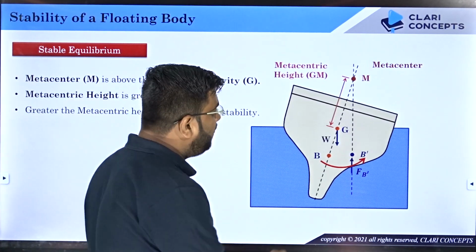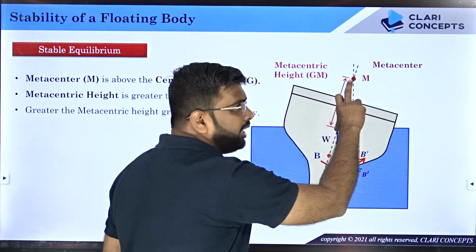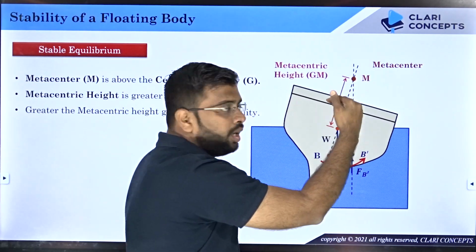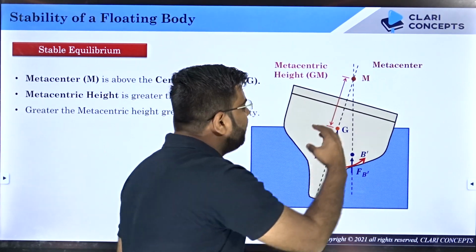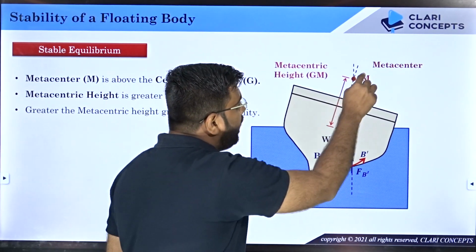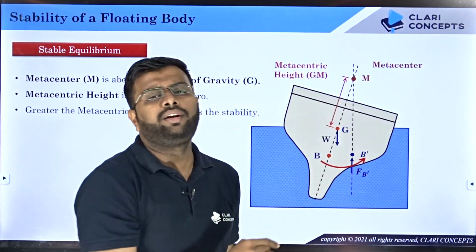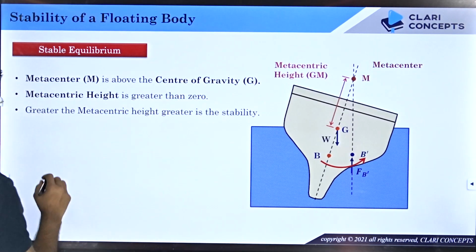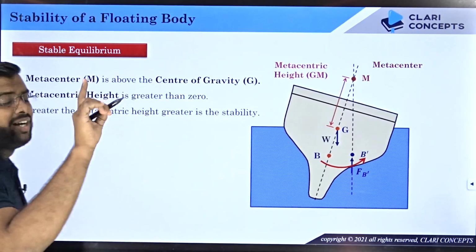See, metacentric height is measured as the distance between G and M, and it is positive when M is above G. When M falls below G, then the metacentric height becomes negative, and when M is on G itself, the metacentric height GM will be 0. Clear? So in this case, metacentric height is greater than 0. Greater the metacentric height, greater is the stability.